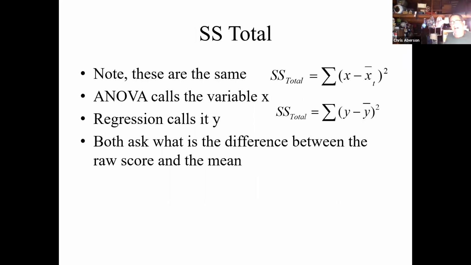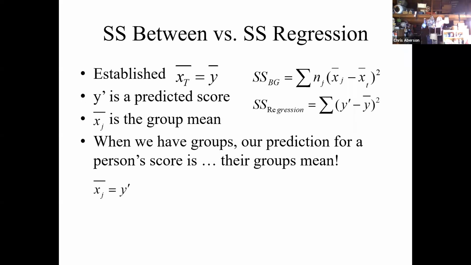So again, I kind of jumped the gun on sums of square total. I've already told you this. In both cases, we're just taking each individual score and subtracting it from the overall mean. Both ask the same question. The notation is slightly different. Now, sums of square between and sums of square regression.